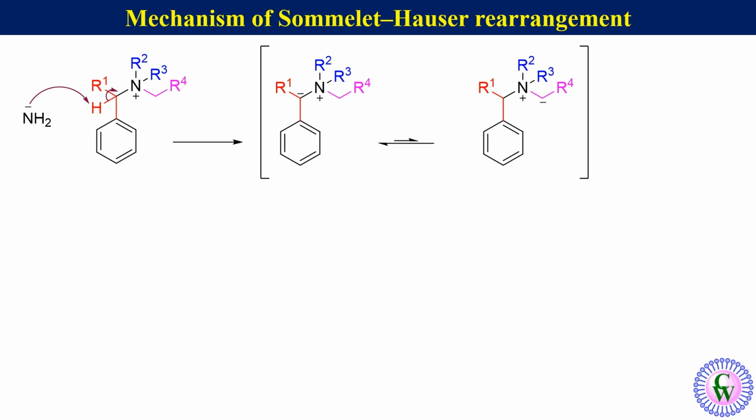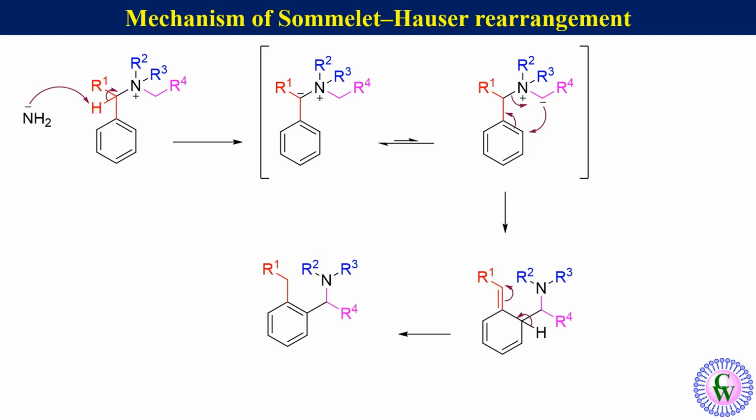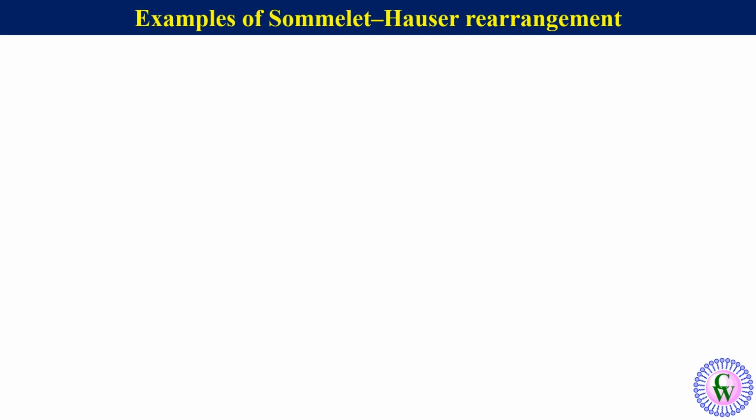It undergoes 2,3 sigmatropic rearrangement like this to produce non-aromatic intermediate, which undergoes aromatization like this to produce rearranged Sommelet-Hauser product. Now let's have few examples.